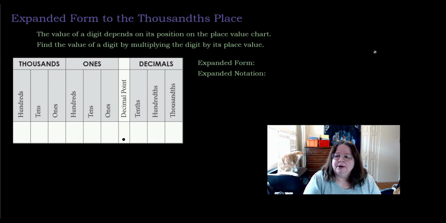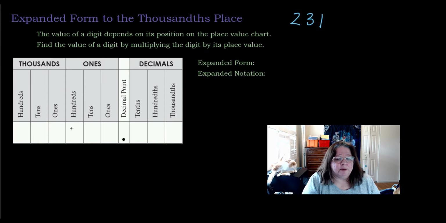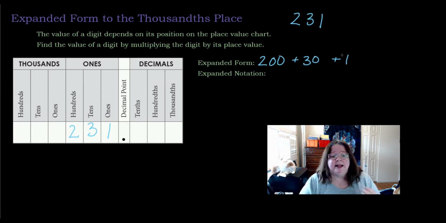Let's say that you've got a number 231. Now, if we were to write that in expanded form, I'll put it in our place value chart. 2 hundreds, 3 tens, and 1 one. And so we would write 200 plus 30 plus 1. That is the standard definition of expanded form.